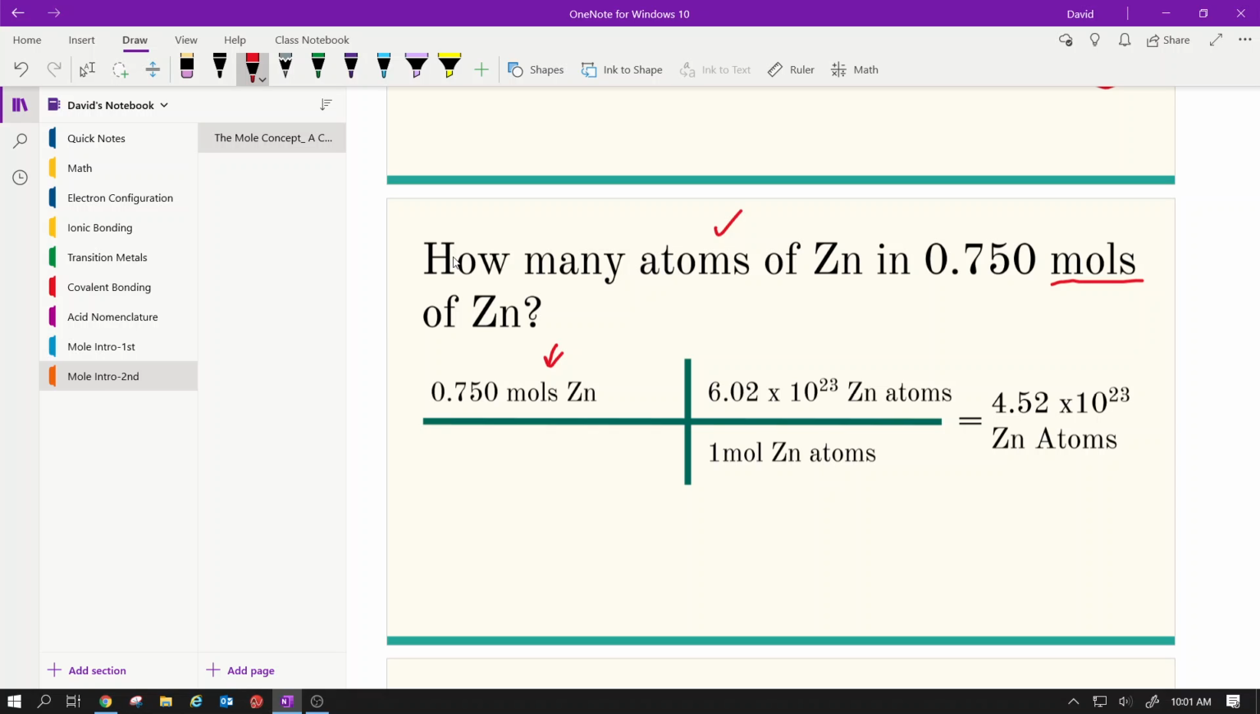And then we're going to write our equivalent fraction, which is going to have Avogadro's number at the top with the zinc atoms, and 1 mole in the bottom with zinc atoms. And that's right here. And when I do that math, my moles of zinc are going to go away, and I'm going to be left with just zinc atoms. And that's going to be what I get when I multiply 0.750 times Avogadro's number. Somebody check that and see if I got the right answer. Yes. All right, excellent. I have a confirmation.